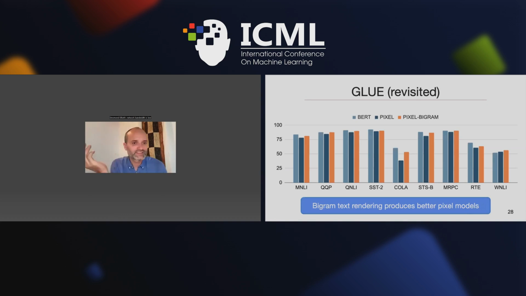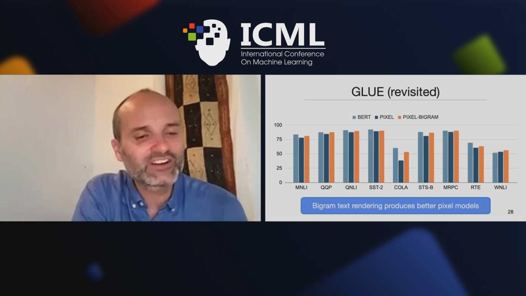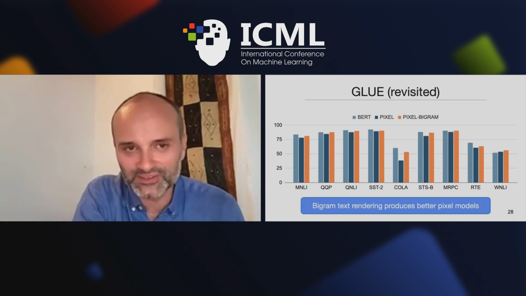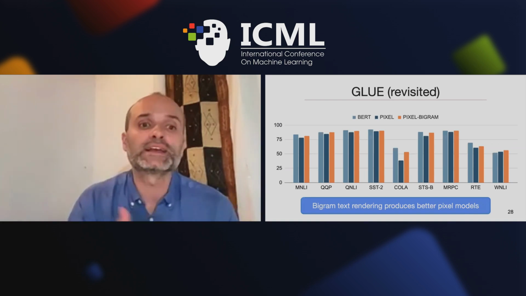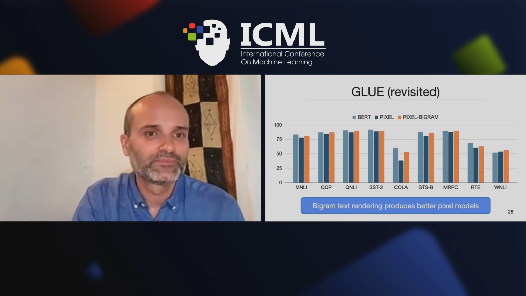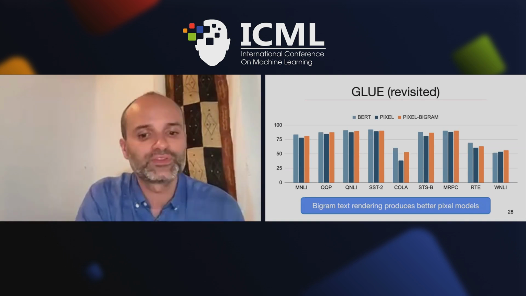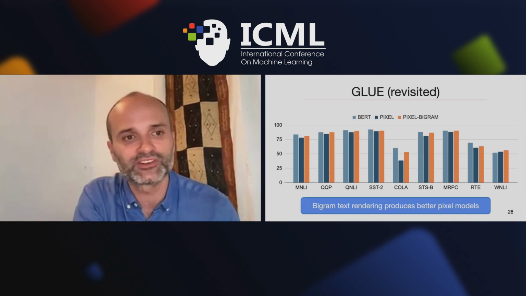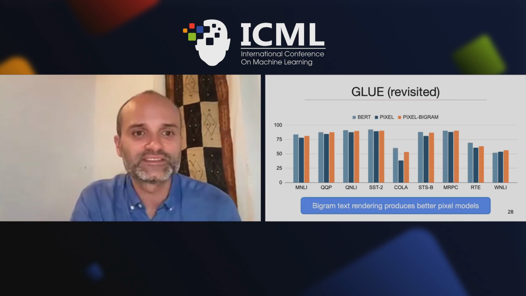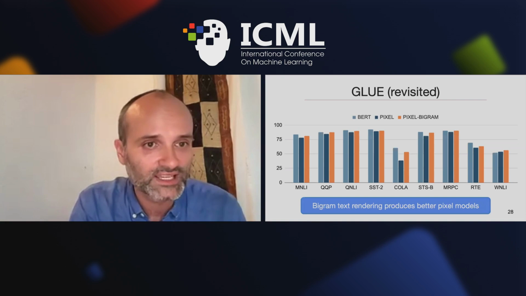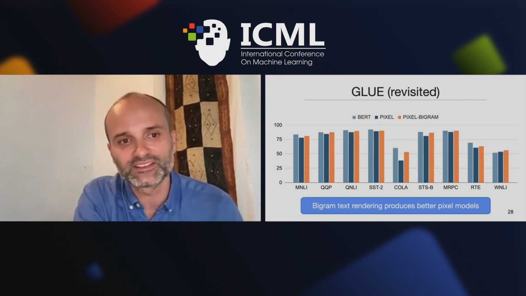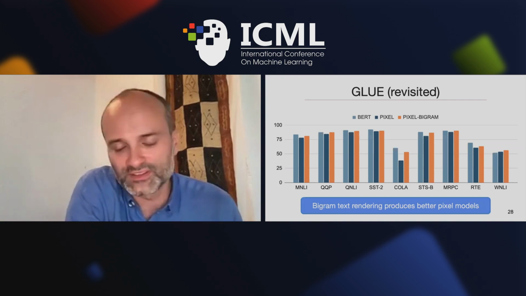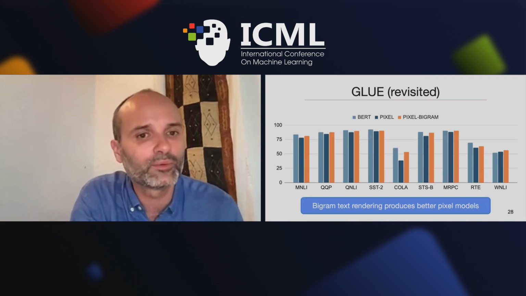In this case, what I'm showing here in the orange bar is that with bigram text rendering, this is another insight I want to highlight in this talk. The bigram text rendering produces much better pixel language models. In this case, it was for a sentence level processing task that we performed really poorly on with the unconstrained continuous rendering strategy. And in some of these instances, we're really within about 1% of the performance of BERT on exactly the same data, except for COLA, which has become kind of a massive problem for everyone forever.